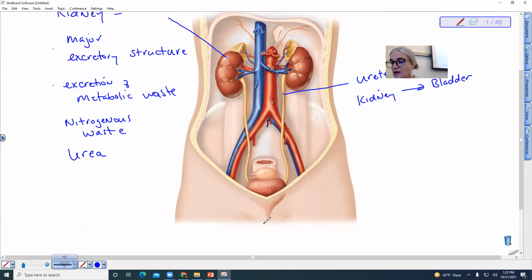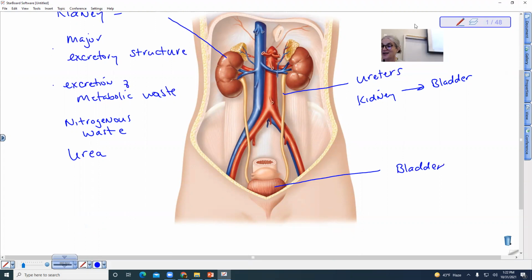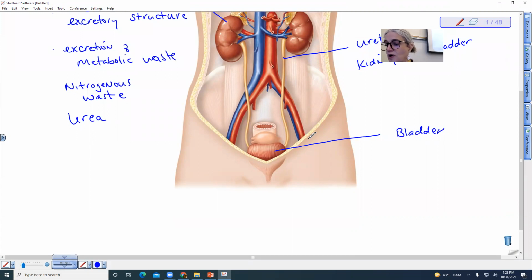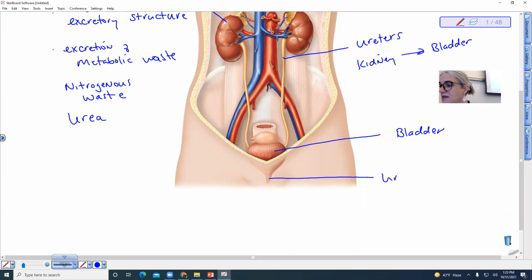So this would be my diagram. This actually shows the bladder right here. And the bladder is a very muscular structure. We'll talk about how we control urination, but the bladder is smooth muscle. And so when it contracts, when it's full, it gives us that sensation of needing to urinate. And so from the bladder, we then have a structure that carries the urine out of the body, which is called the urethra.